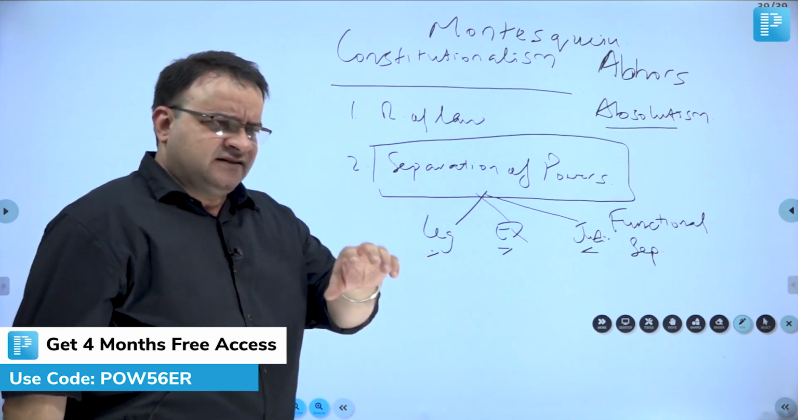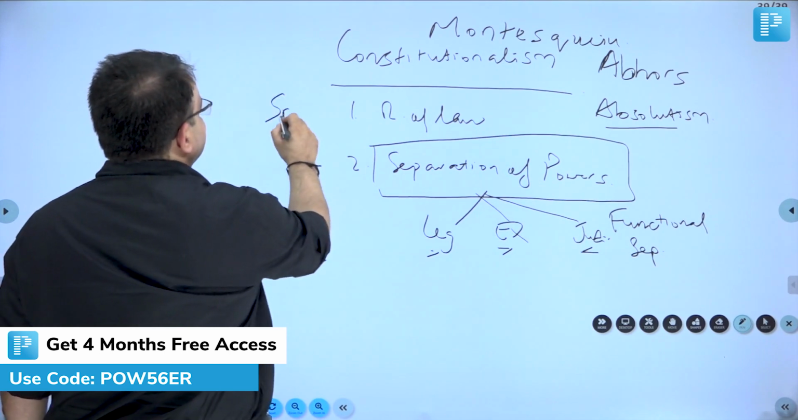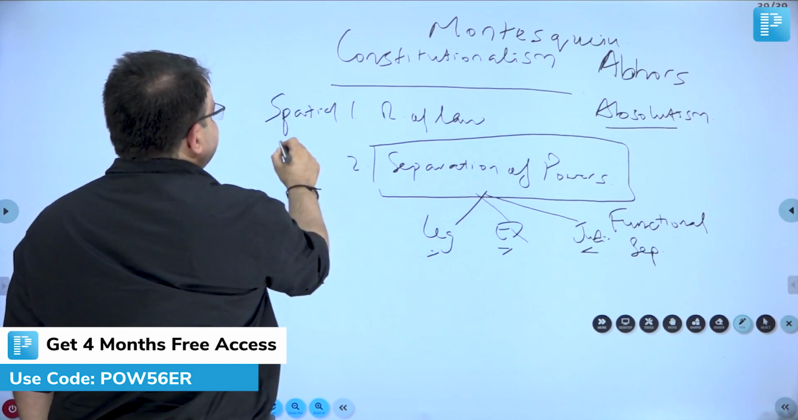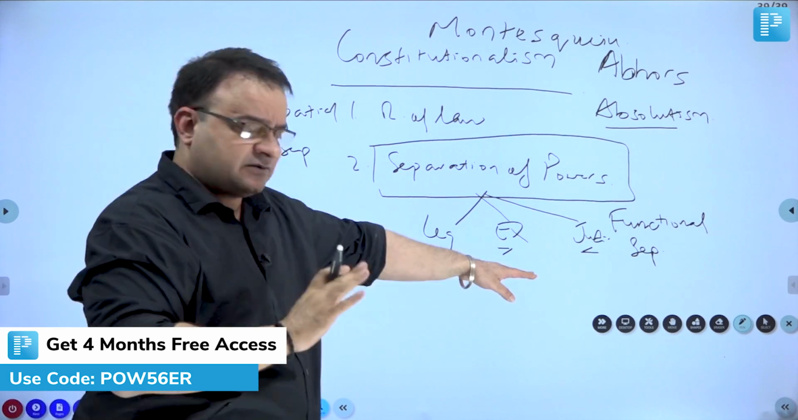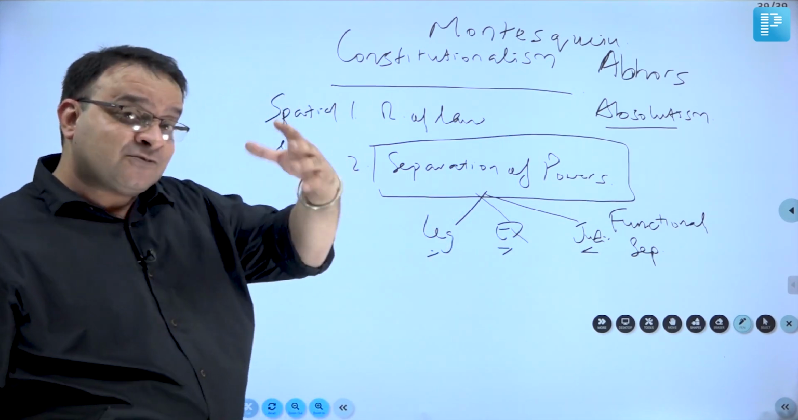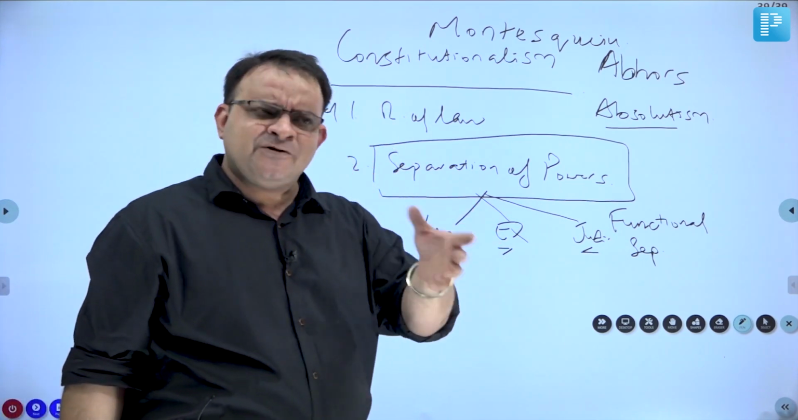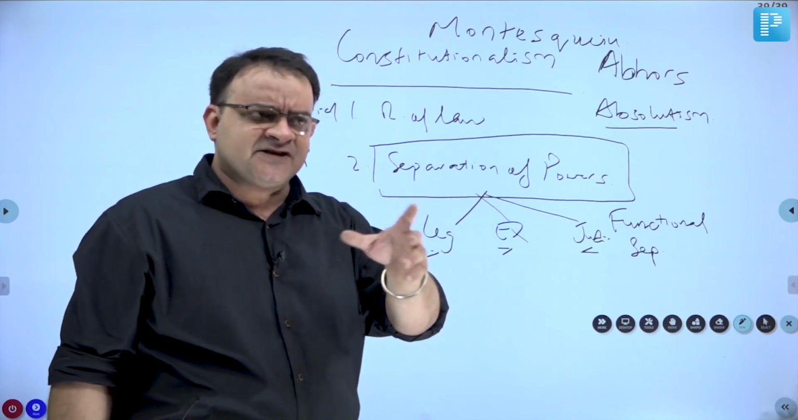Before I continue, apart from functional separation, there is also a concept called spatial separation of powers. But the focus area of today's lecture would be basically functional separation only. But for this spatial separation, political theorists and scientists prefer to use the expression distribution of powers.